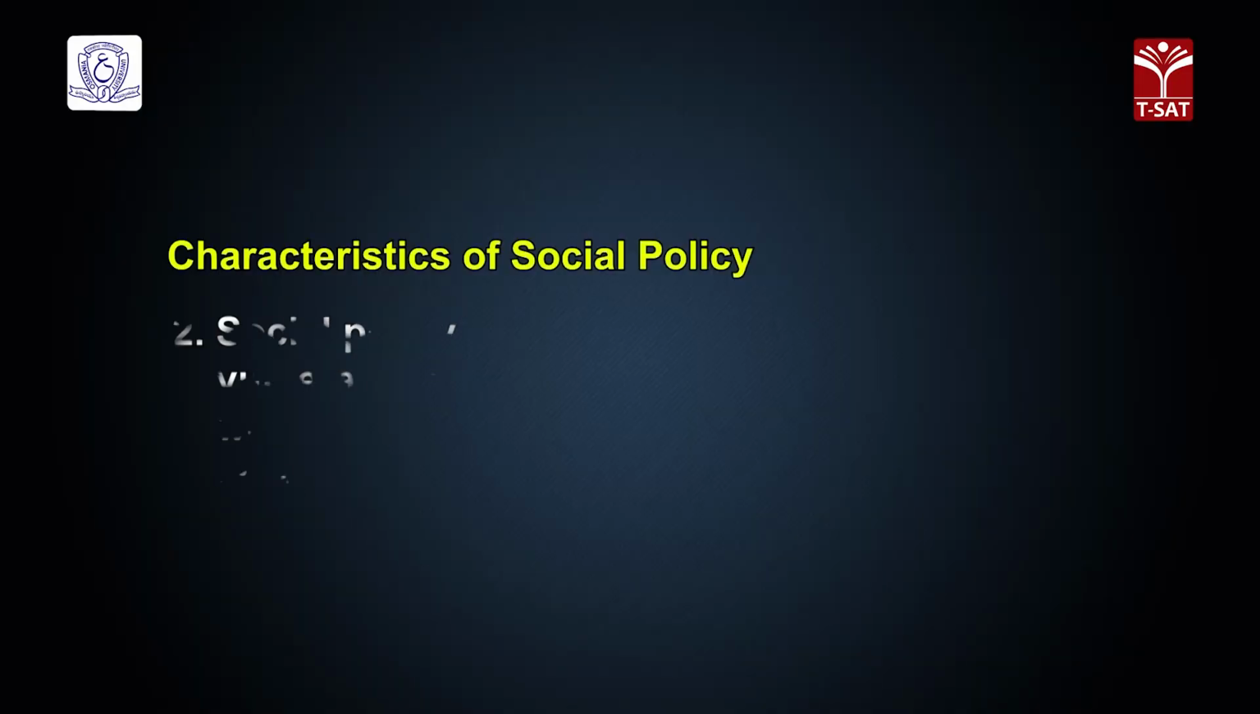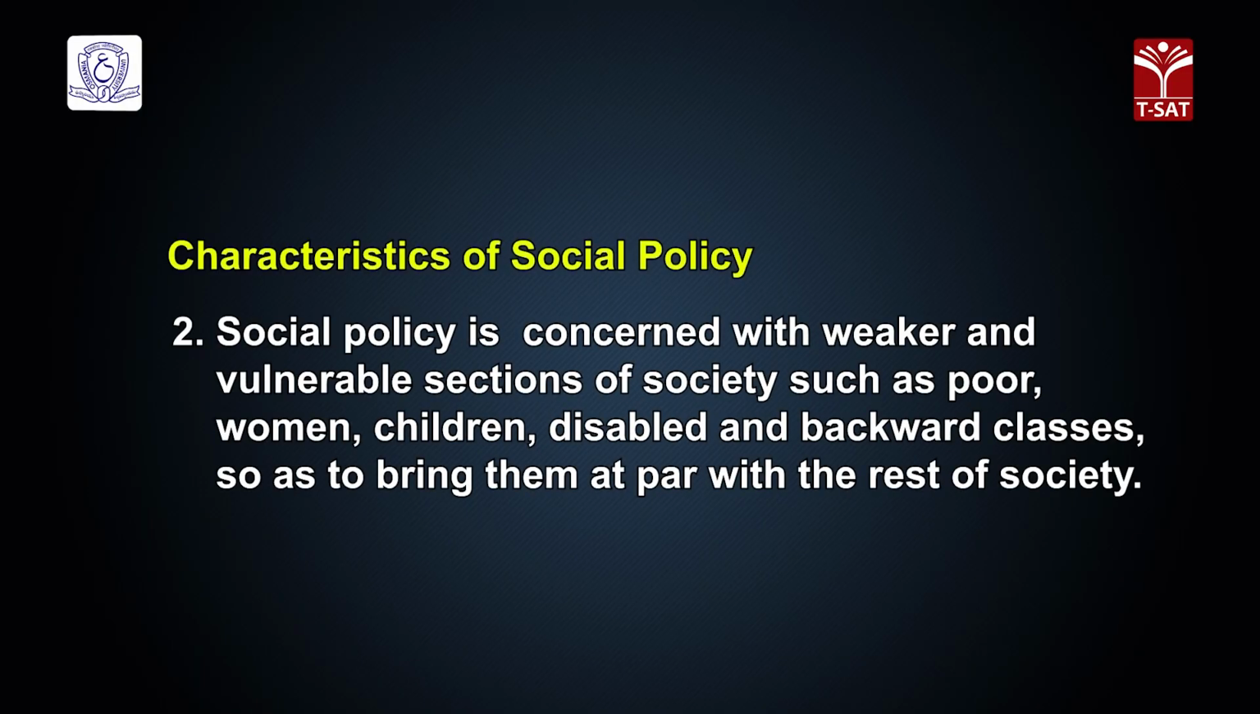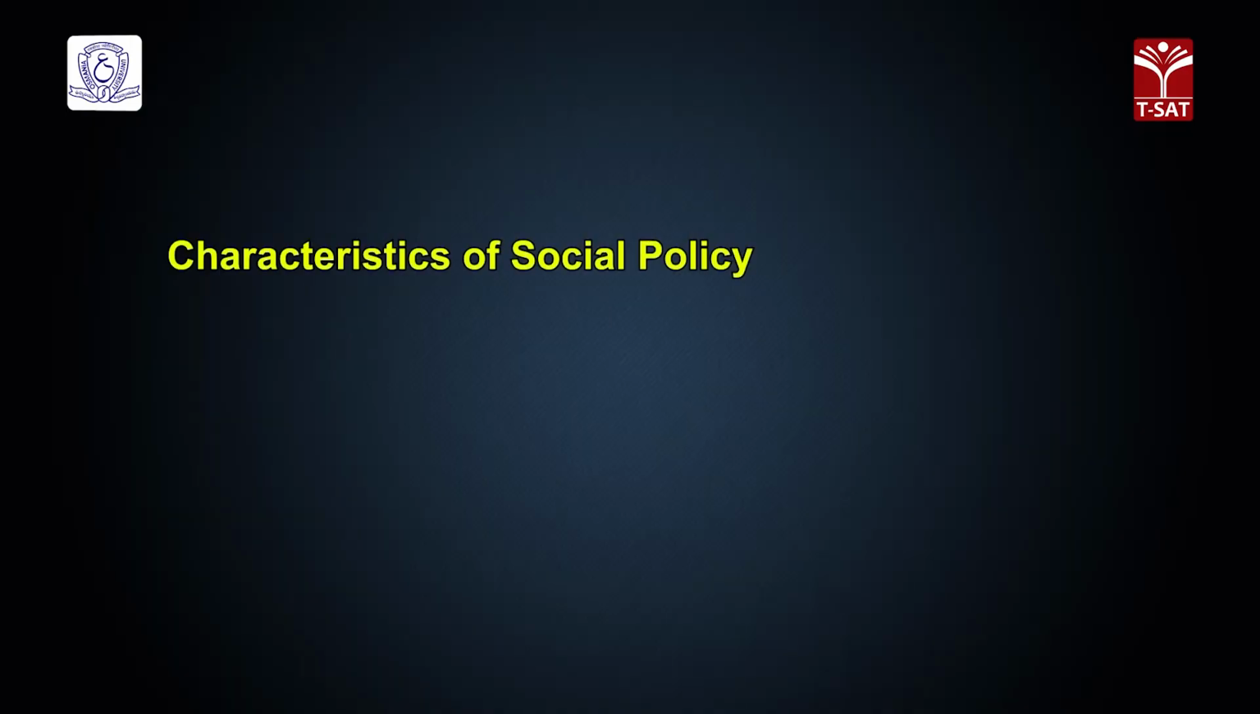society. The second characteristic is that social policy is concerned with weaker and vulnerable sections of society such as the poor, women, children, disabled, and backward classes, so as to bring them at par with the rest of society. Thus, social policy visualizes an egalitarian society where inequalities are reduced to a minimum level.